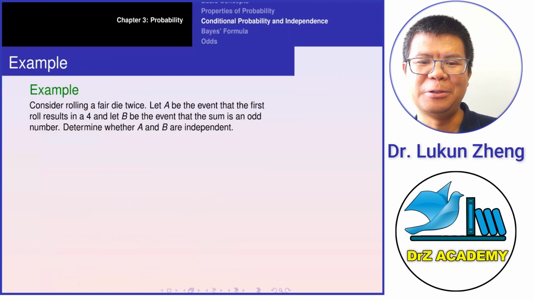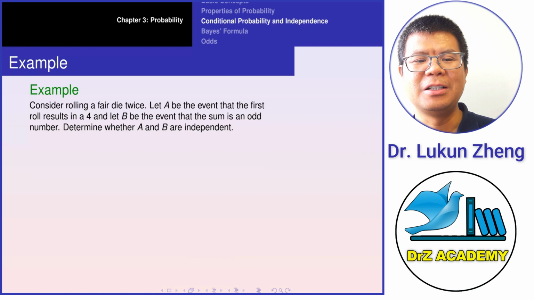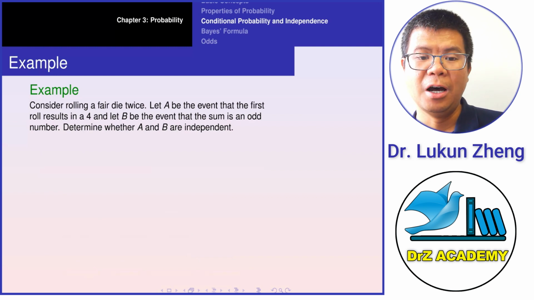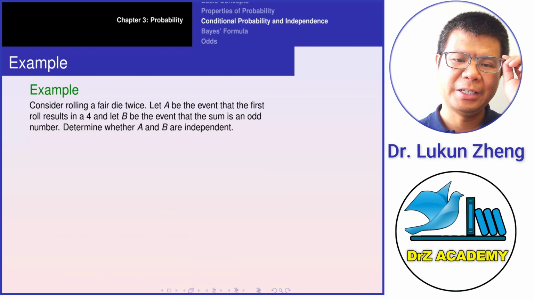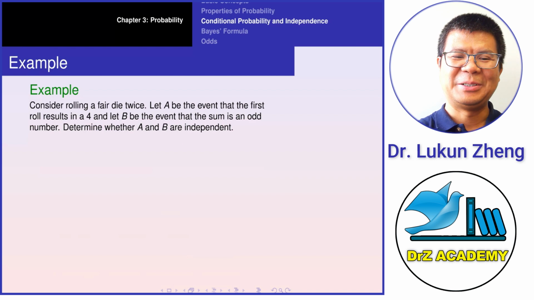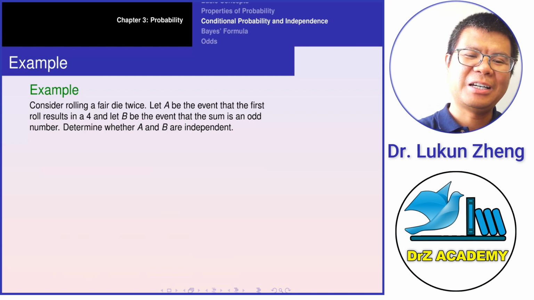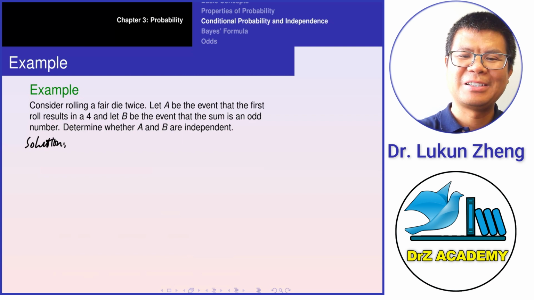Consider rolling a fair die twice. Let A be the event that the first roll results in a 4, and B be the event that the sum is an odd number. Very interesting. Determine whether A and B are independent. For this one, you have to be careful. So what is the sample space?